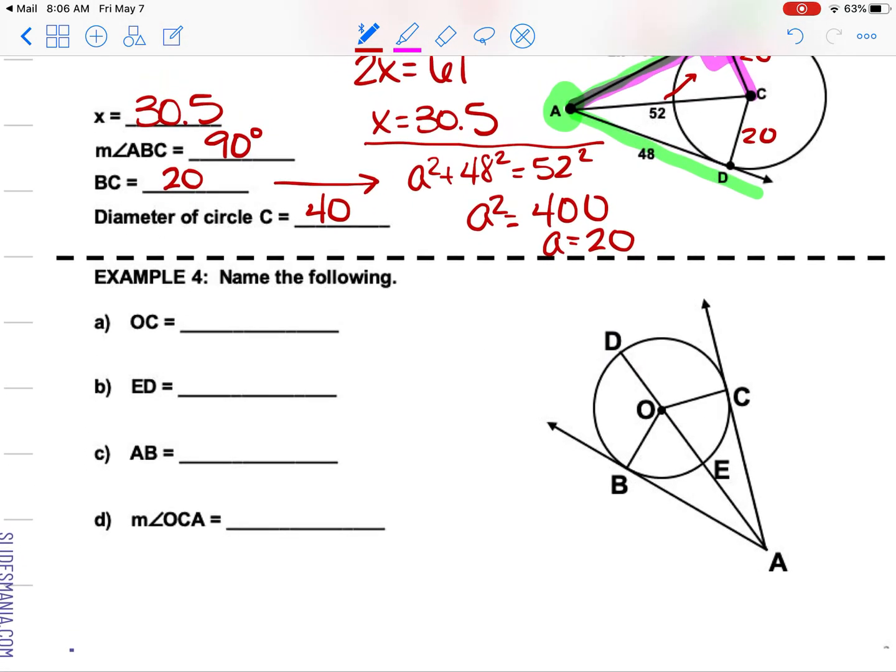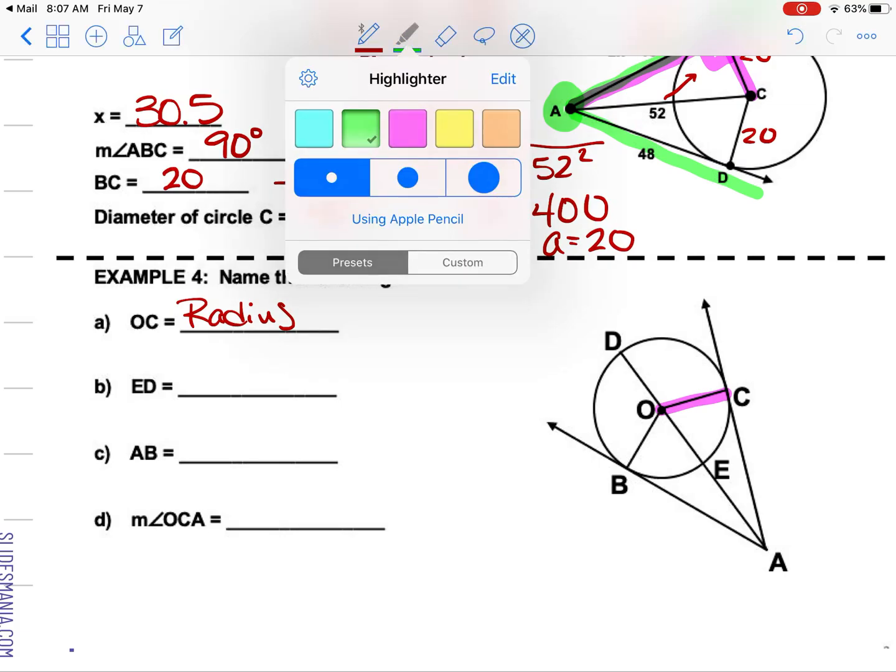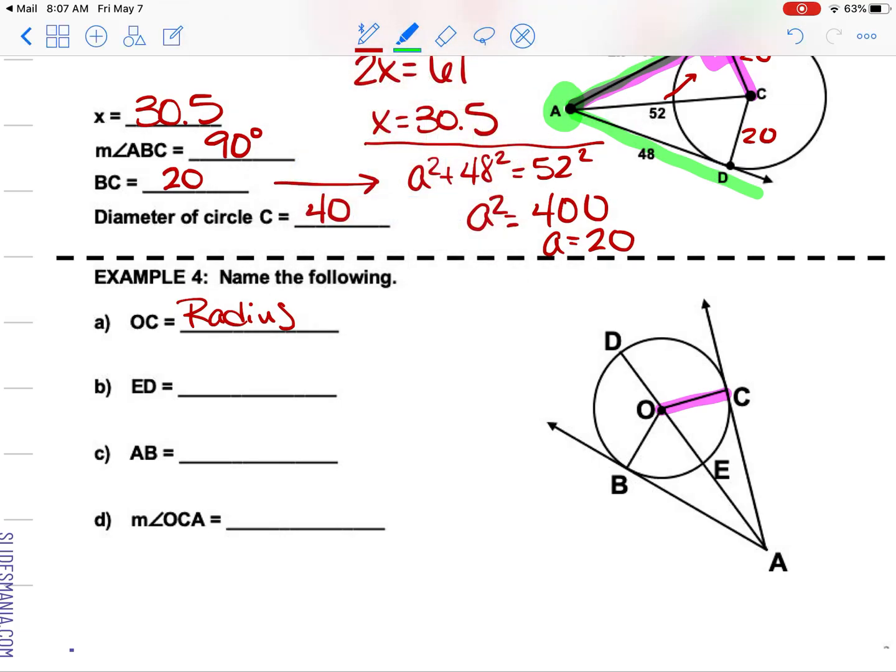Last example here is just looking at naming, and you're going to have to do this on the next activity. So let's look here. OC. OC starts at the center, goes to the edge. We know that that's a radius. And if you want to pause the video and try this part on your own and then check in your answers, that would be great too. ED is from this side of the circle to the other side of the circle going through the center, so we know that's a diameter.